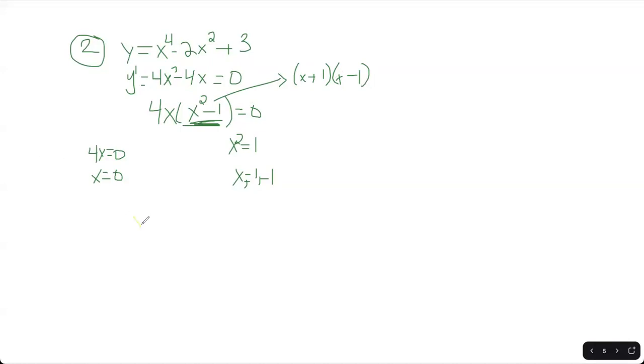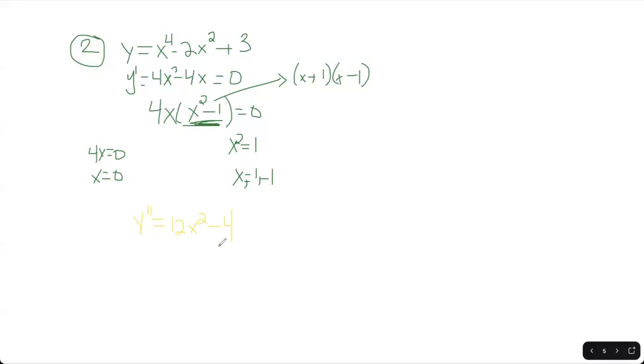So the second derivative, yep, let's use yellow. Green Bay Packers, let's go. So it'll be 12x squared minus 4 will be your second derivative.